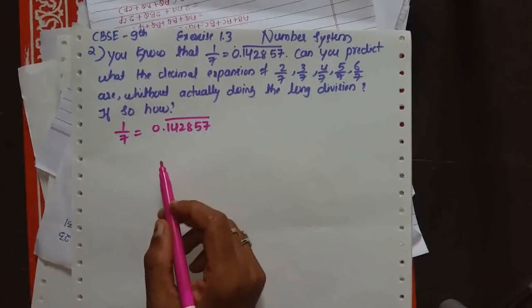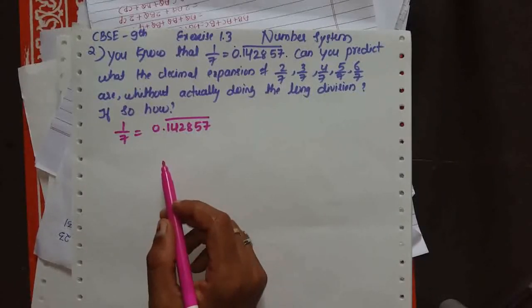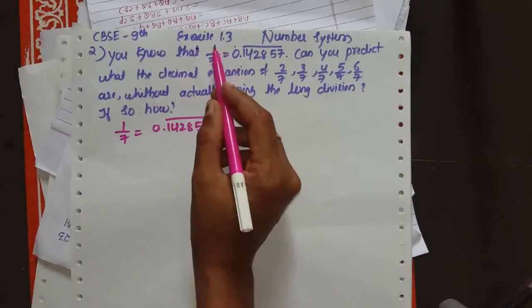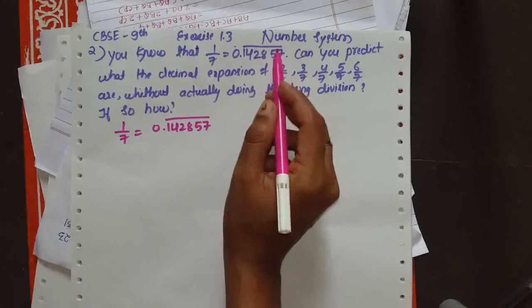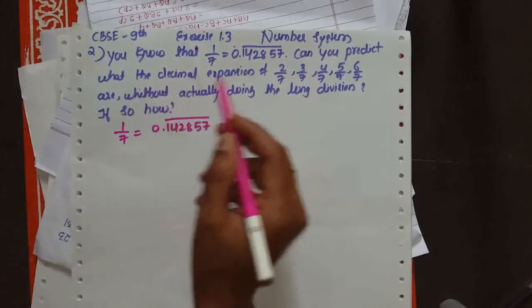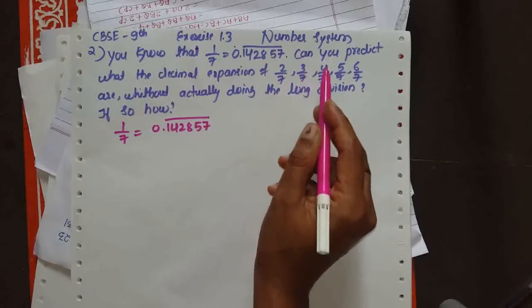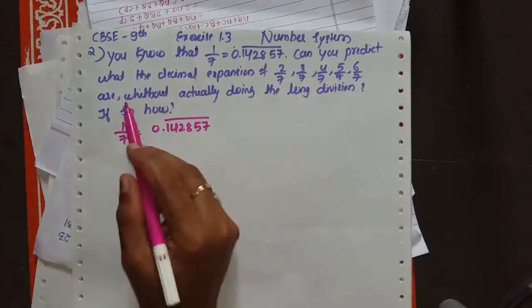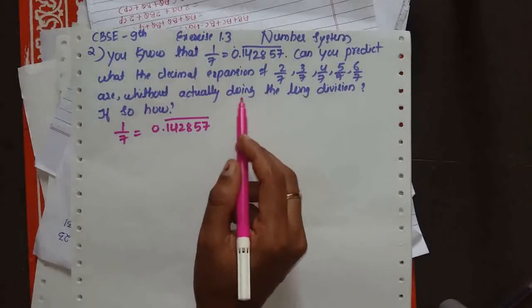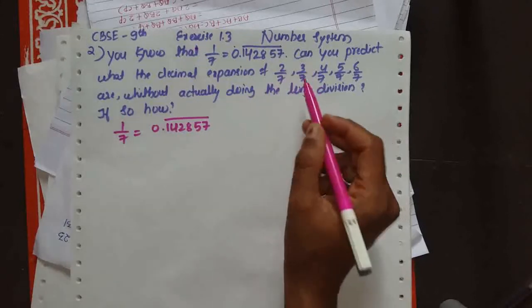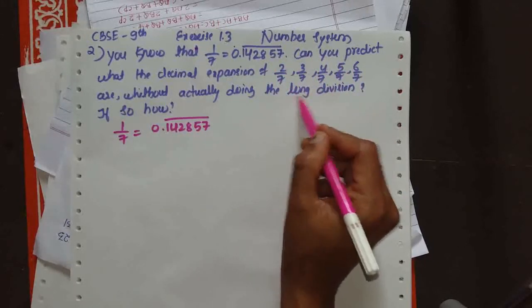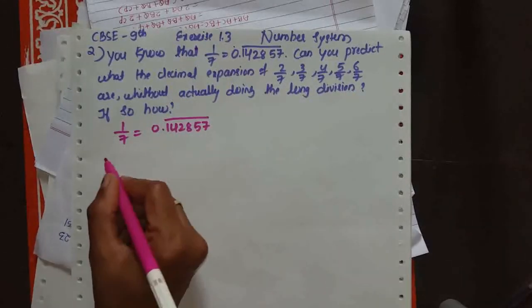Second question of third exercise, number system. You know that 1 by 7 is 0.142857, which is repeating. Can you predict the values of 2 by 7, 3 by 7, 4 by 7, 5 by 7, 6 by 7 without actually doing the long division? If so, how? Yes, we can find these values without long division.